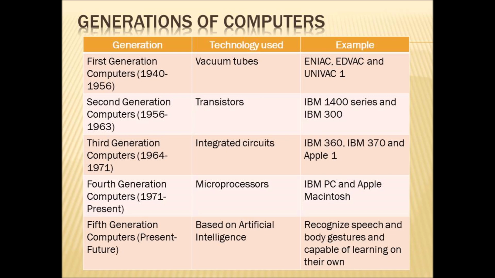Next, fourth generation computers. They were used from 1971 till now. Till present, we are using fourth generation computers. The technology used in these computers is the microprocessor. For example, the IBM PC and Apple Macintosh are fourth generation computers.